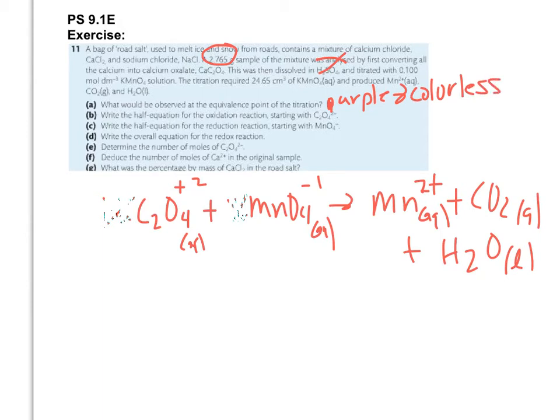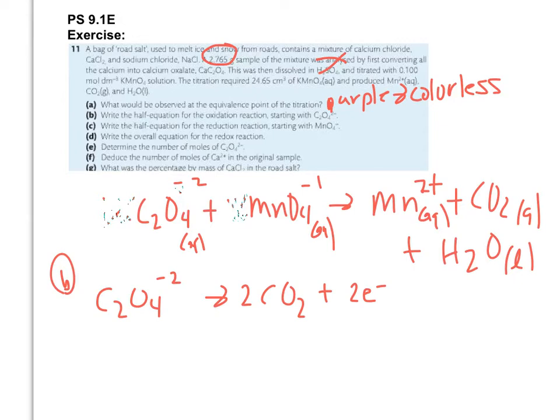B says, write the half equation for the oxidation starting with C2O4 minus 2. Oh, I'm sorry, yeah, that should be a minus 2 because the calcium is the +2. So let me just correct that. So my half equation for part B, C2O4 is becoming CO2. This has got a -2 charge on it. I need 2 carbon on this side to balance that. That also gives me 4 oxygen, so I'm good. This is the more positive side, so I add 2 electrons. And that's all there is to that first half equation.